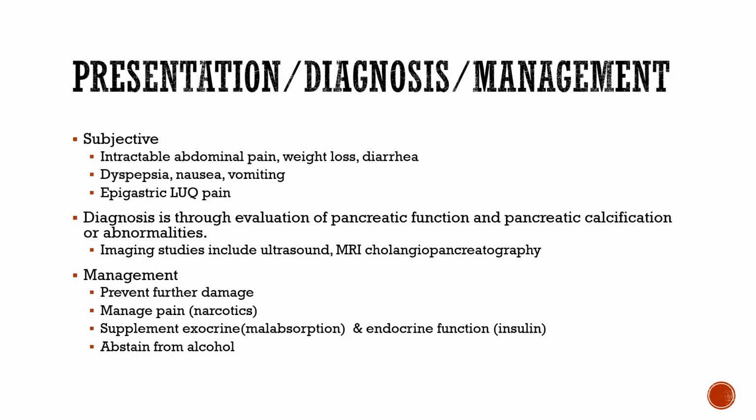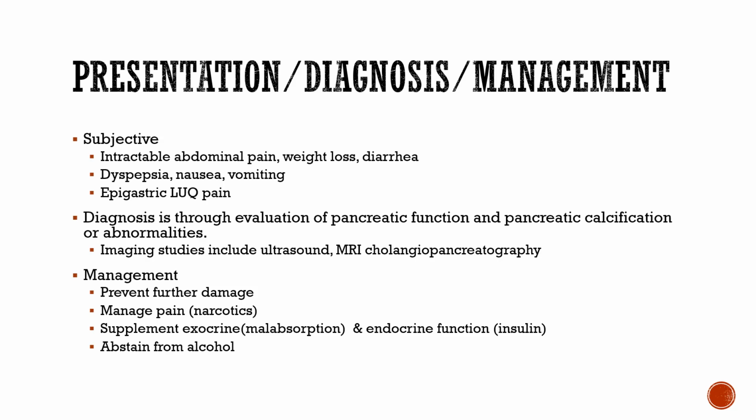A person who has chronic pancreatitis may come in to you and say, this is how I felt the last time my pancreas was upset. They may have intractable abdominal pain. That means they can't make it go away. Weight loss, diarrhea. They're not eating because anytime they eat, they get sick or they have diarrhea. Their stomachs are upset, they have nausea and vomiting, and they have epigastric left upper quadrant pain.